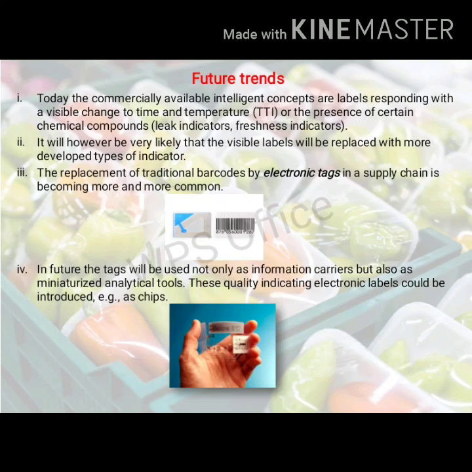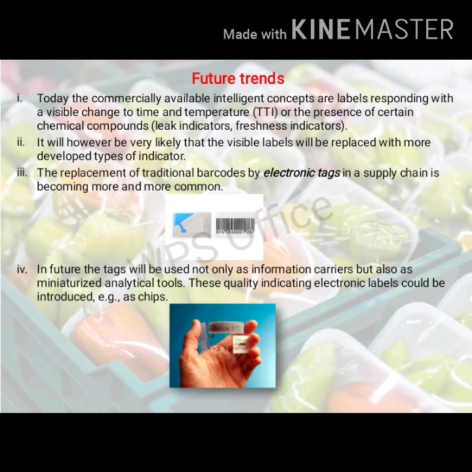Let's discuss future trends of freshness indicators. Today, the commercially available intelligent concepts are labels responding with a visible change to time and temperature (TTI) or the presence of certain chemical compounds, like leak indicators and freshness indicators. It will, however, be very likely that the visible labels will be replaced with more developed types of indicators. The replacement of traditional barcodes by electronic tags in a supply chain is becoming more and more common. In future, the tags will be used not only as information carriers but also as miniaturized analytical tools.